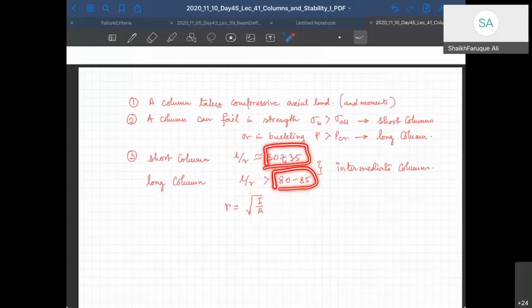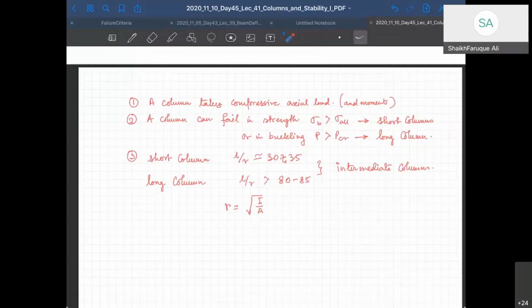These values, 30 to 35, 80 to 85, are not written in the Bible. They are not fixed values. You have to analyze your column. The rough idea is if your L by R is greater than 80, 85, then for sure it's going to fail by buckling. But it doesn't mean that you will not check in strength. You have to check in strength, but your design can start from the buckling direction.